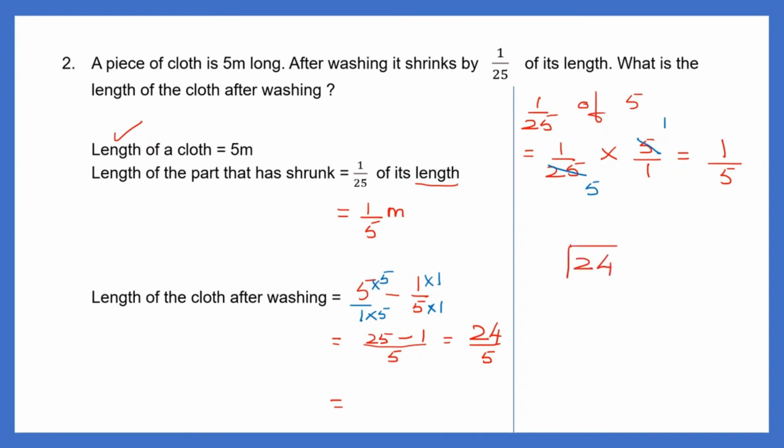24 divided by 5. Get a number close to 24. 5 fours are 20, minus 4, 0. Now we're going to get our mixed number. Quotient is 4, the remainder is 4, and the denominator that we use is 5. So the length of the cloth after washing is 4/5 meters. So this is our answer.